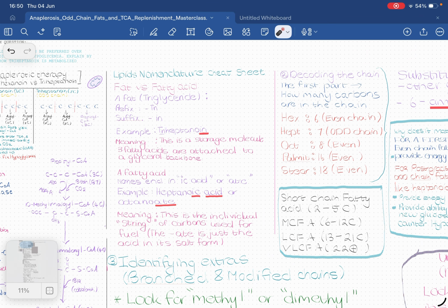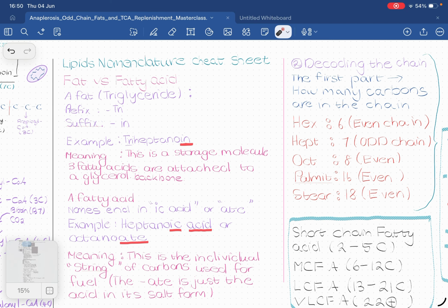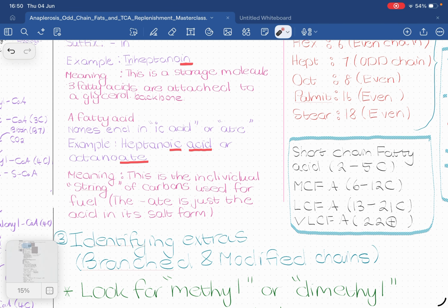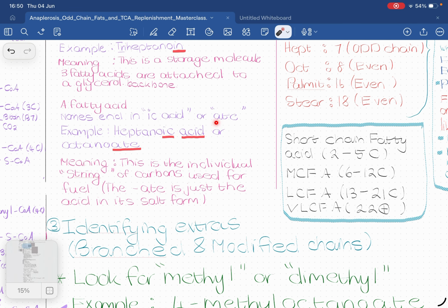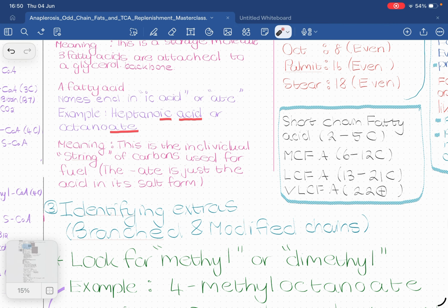Okay, so now let me just take you through the nomenclature. A fat versus a fatty acid. This also I was like, I don't know. So a fat is a triglyceride, and the prefix will be tri and the suffix will end in -in. So in our example, tri is the prefix and it ends in -in, so you know that this is a fat. This is a storage molecule. 3 fatty acids are attached to a glycerol backbone, and a fatty acid's name will end in -ic or -ate, like heptanoic acid or octanoate. And the -ate is only signaling that it's in the salt form. So it is the individual string of carbons used for fuel.